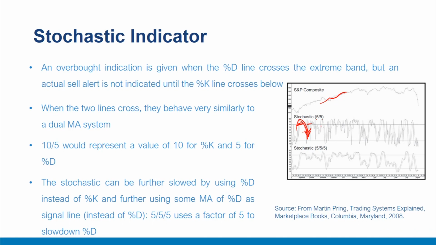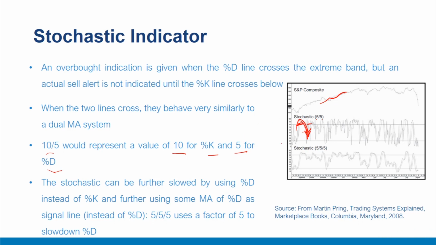This is very similar to the dual MA system, the short-term and long-term MA system that we have seen earlier. This can also be modified. For example, you can set up a 10-5 system where the percent K value is based on 10 days and then it is smoothed by 5 days. The moving average which we use for the calculation of the percent D line is computed for 5 days. So you can construct that system.